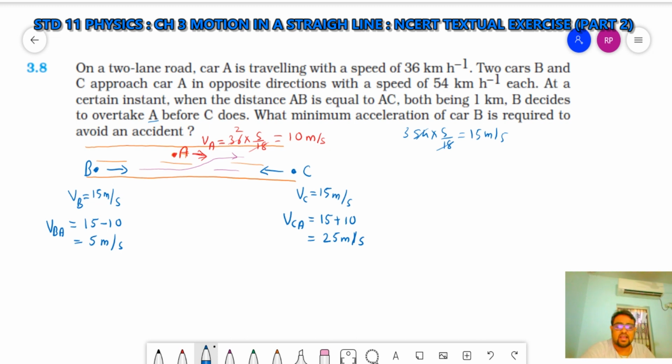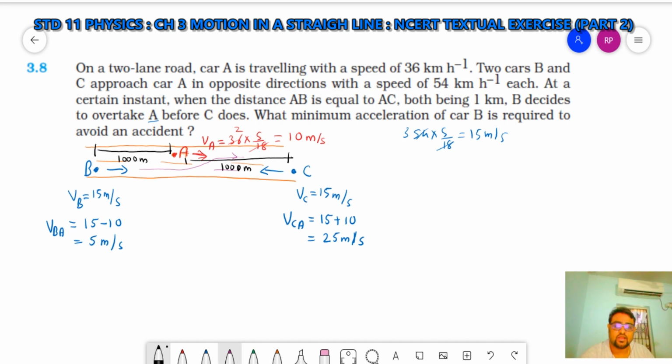Now let's check how much time we have. How much time will B be having? The maximum time will be the time that C will require to meet A. So this velocity is constant, 25. Now see, the distance is 1 kilometer. That means this distance is 1000 meter. I convert 1 kilometer into meter. This distance also 1000 meter.